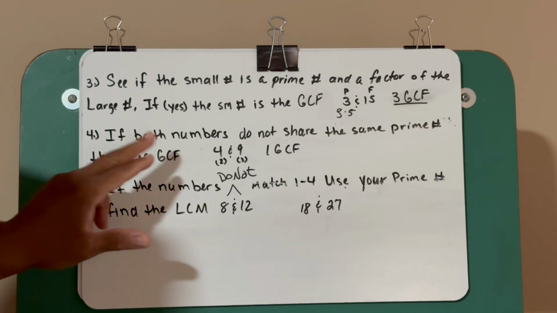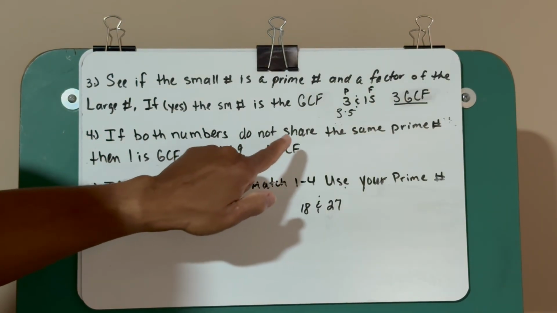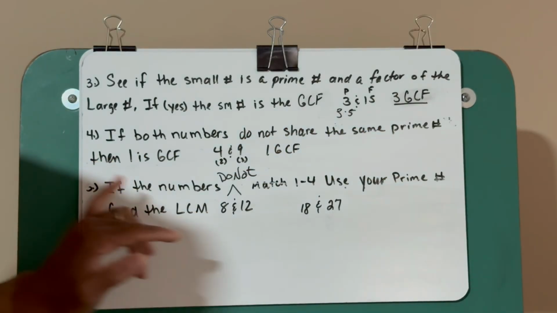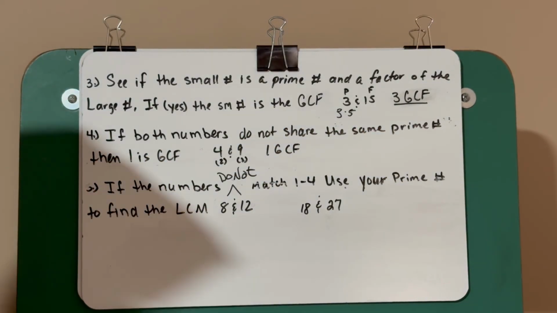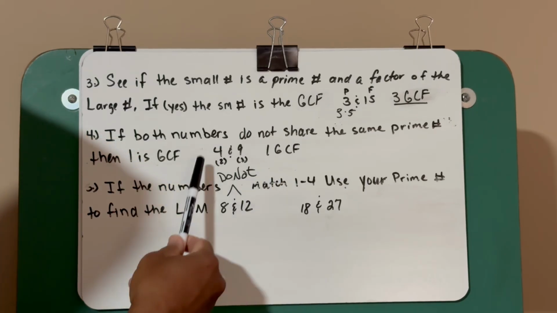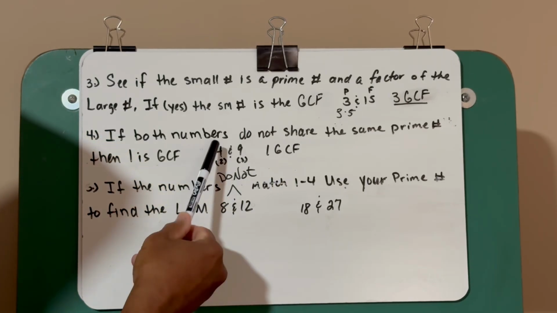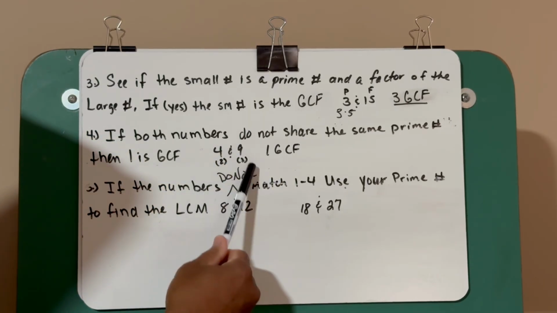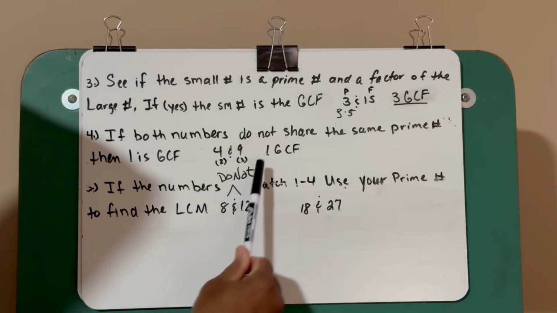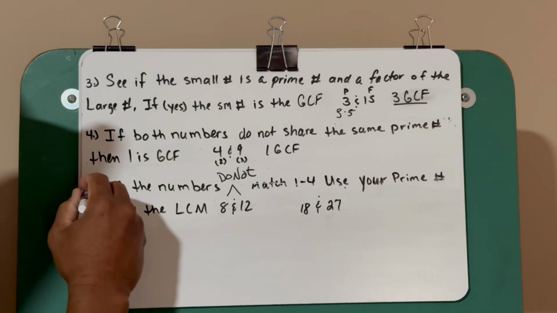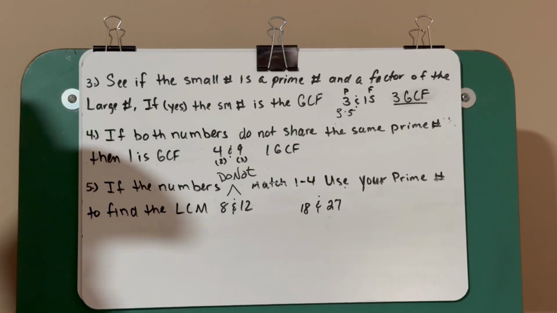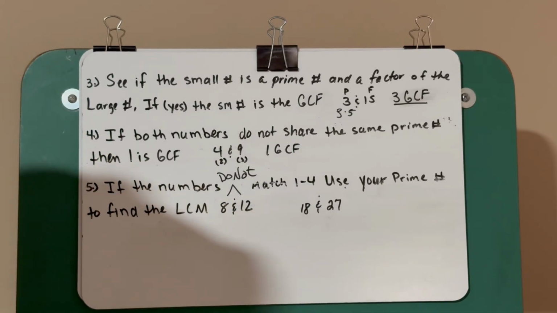Four, if both numbers do not share the same prime number, then 1 is the greatest common factor. So again, we have 4 and 9. 4 shares the prime number 2. 9 shares the prime number 3. So if they don't share any matching prime numbers, then 1 is the greatest common factor. So those are four things we can look at before we start doing any work to find that greatest common factor.